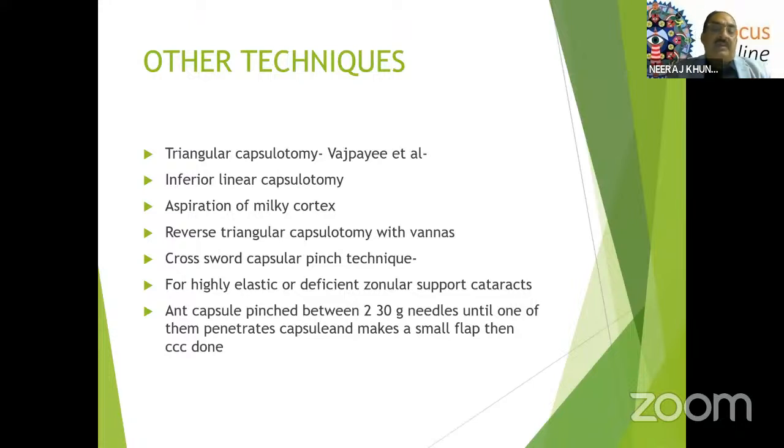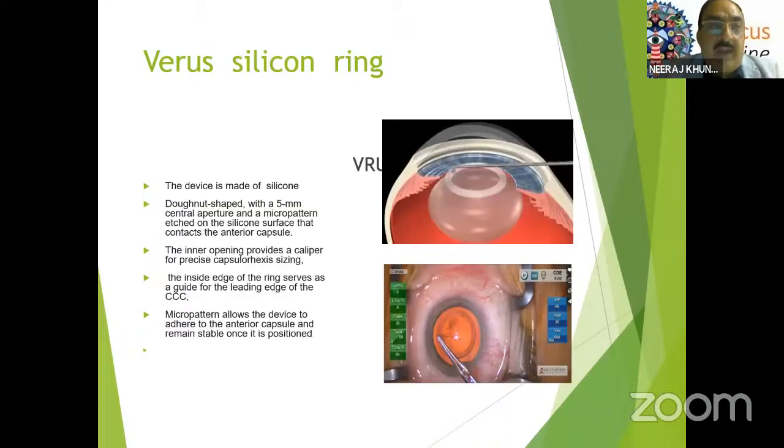So apart from this, there were other techniques which are being popularized. There's a triangular capsulotomy by Vajpayee et al., inferior linear capsulotomy, aspiration of milky cortex, reverse triangular capsulotomy, crossword capsular pinch technique for highly elastic or deficient zonular spot cataracts. Anterior capsule pinched between two 30-degree needles until one of them penetrates the capsule and makes a small flap. Then CCC done.